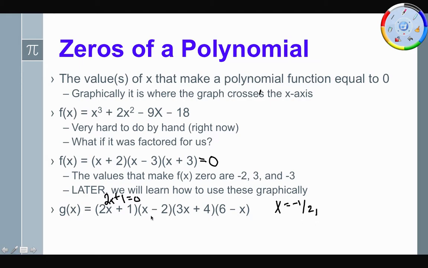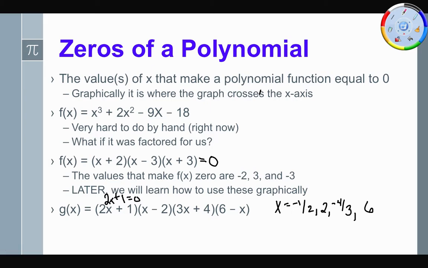Here, x minus 2, well, if I plug in a 2, that makes a 0. In the next one, if we were to think about the same way we did the first one, we would subtract 4 and divide by 3. So it's a subtraction of 4 and dividing by 3. And then 6 minus x, if we plugged in a 6. And note we get our 4 zeros of our polynomial g of x.